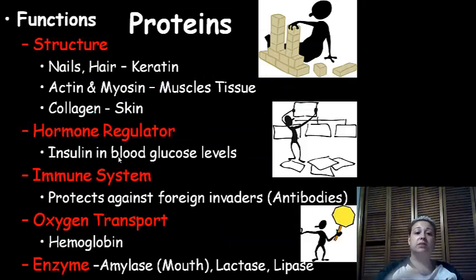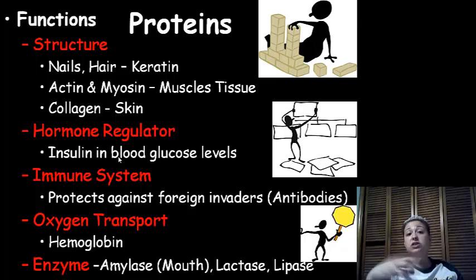So, next we're going to move on to proteins. There are the structures in our hair and nails, which is going to be keratin. We've got actin and myosin in our muscle tissues, and we've got collagen in our skin that helps us stretch. We also have hormone regulation, such as insulin for the blood glucose level, and then we have our immune system. We use antibodies to protect us against foreign invaders.